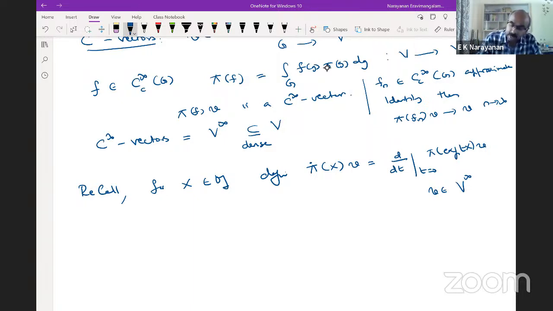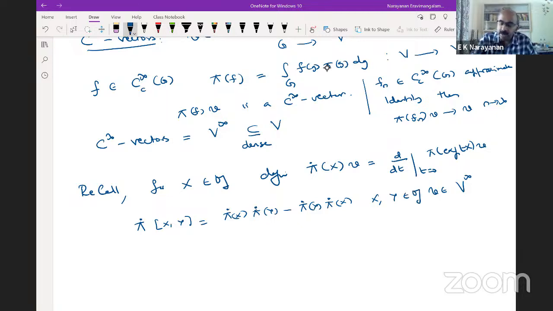And the important point for us is that pi dot of x bracket y is pi dot of x, pi dot of y minus pi dot of y, pi dot of x. In other words, pi dot is a Lie algebra representation on the space V infinity.